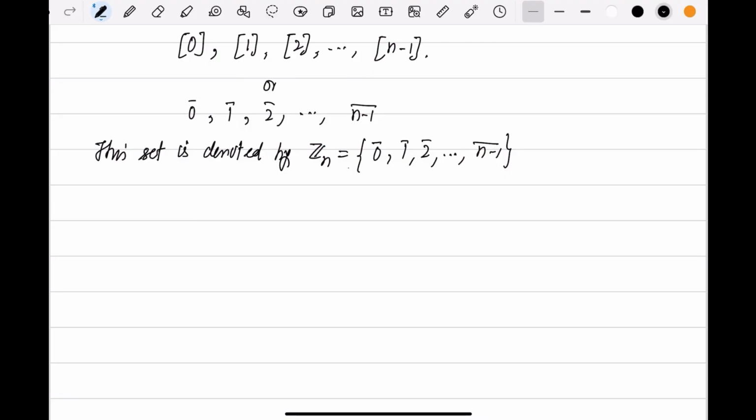Now here 0 represents all the integers which are multiples of n. 1 represents all the integers which are multiples of n plus 1, or which leave the remainder 1 when divided by n. And similarly 2 denotes all integers which leave the remainder 2 when divided by n. If the notation is understood, most of the time we can simply write 0, 1, 2, 3 up to n minus 1. And this 0 now denotes the class, the set of all integers which are multiples of n.